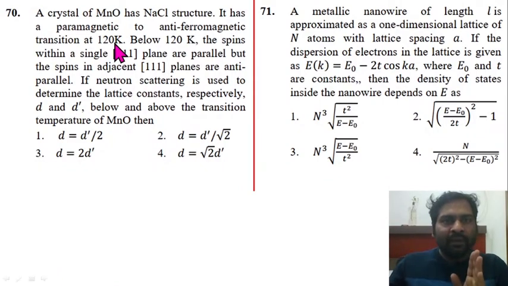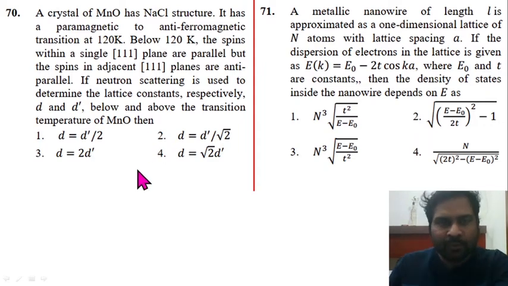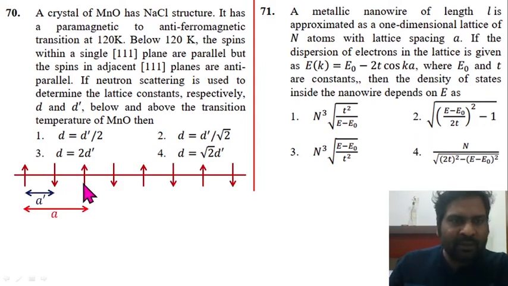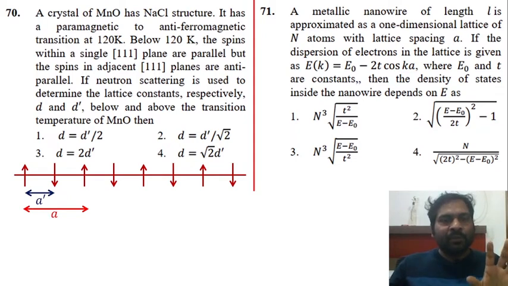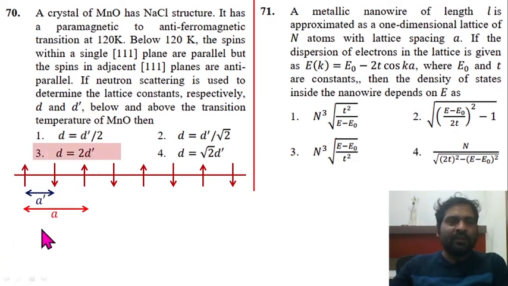Okay, so below 120 Kelvin it is anti-ferromagnetic. In that condition, this to this is your lattice parameter, A. And above 120 Kelvin it is paramagnetic, randomly distributed at each point. So this will be taken as the lattice parameter. So here A prime and here A. So your d value is proportional to A. So directly the option number third is correct. d equal to 2d prime, because it is just double. A equal to double of A prime. Similarly your d will be double of d prime.